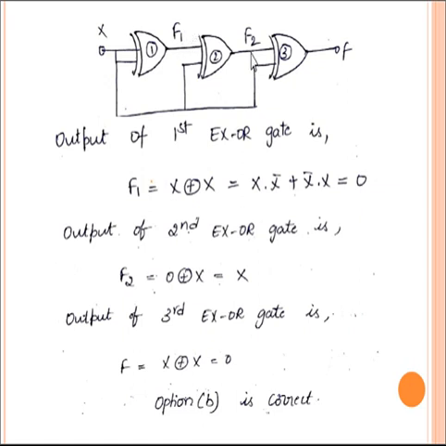Now the output of the second XOR gate F2 can be represented as, what is the F1 value? It is 0. So 0 XOR X, and the value will be X. Similarly, the output of the third XOR gate is F, which is F2 XOR X. Now the value of F2 is X, so X XOR X value is 0. So from the given options, option B is correct.